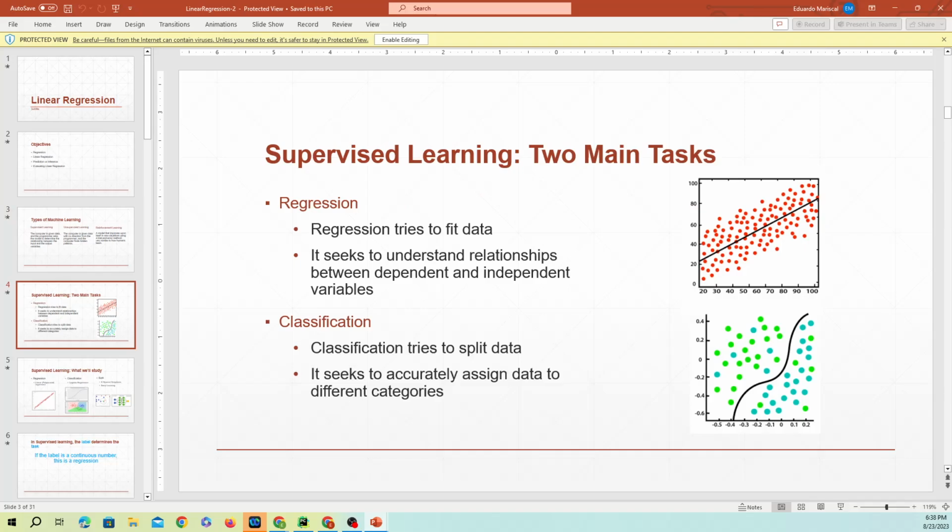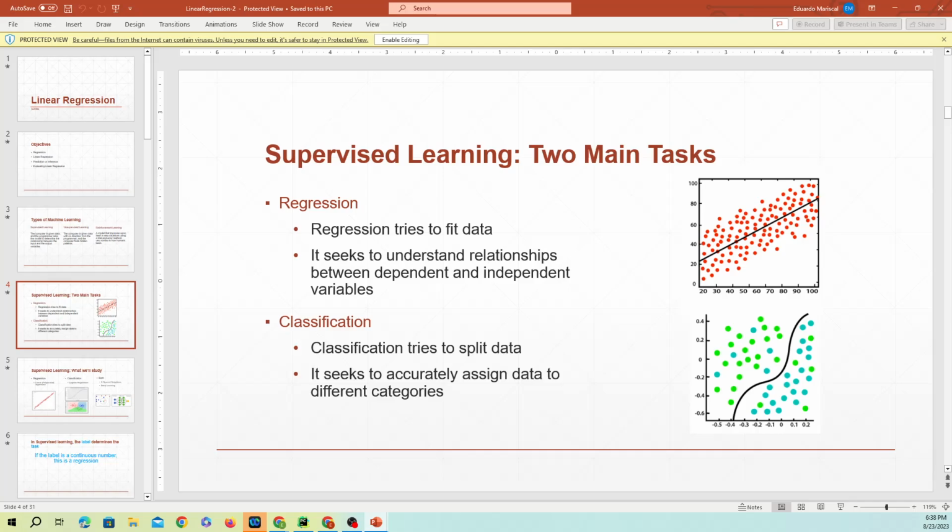In supervised learning, there are two different types of data and two main tasks: regression and classification. A regression tries to fit data. It seeks to understand the relationship between dependent and independent variables. Regression is for continuous data. When you have continuous data, you're going to use regression.